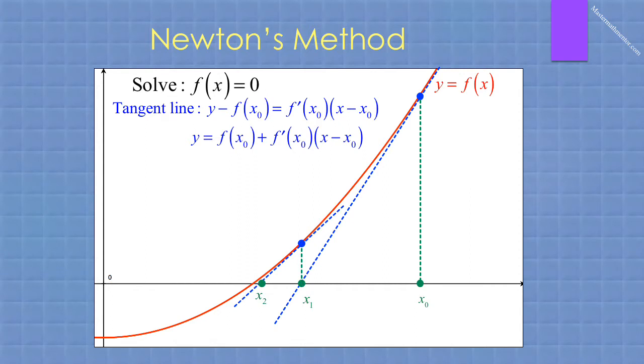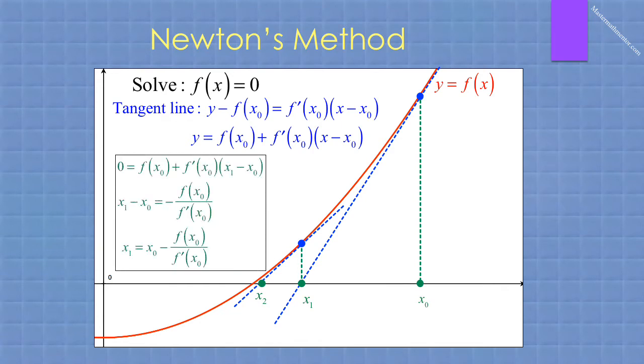We next find where this tangent line crosses the x-axis. We call it x1. We see on the graph that x1 is a better approximation to the root of f of x than x0. How do we find x1? We know its coordinates are x1, 0, so we plug this point into the tangent line equation that we just showed.